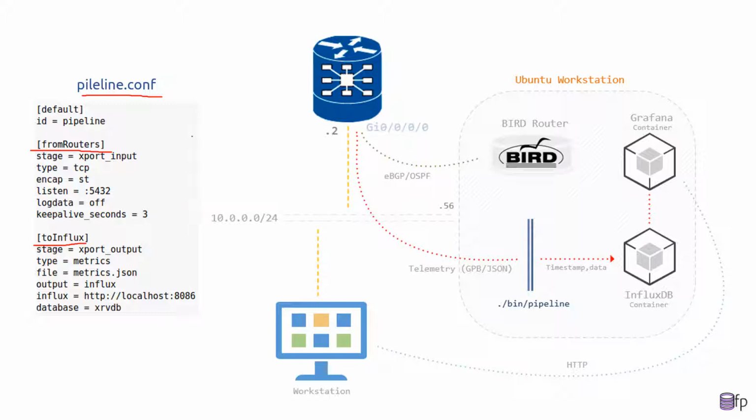This is information that matches the configuration that we have on the router. And this over here is the transport output section, which tells Pipeline how to send the data onto the time series database. In this case, it's going to be InfluxDB.